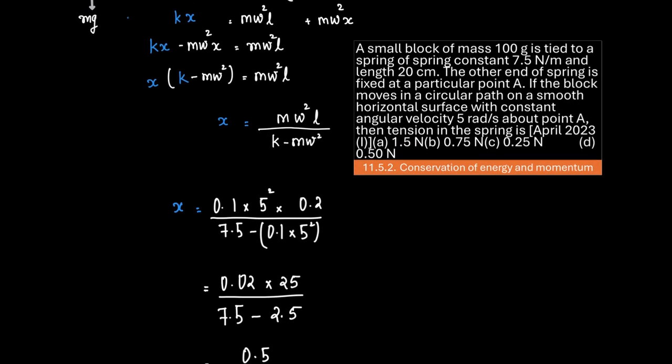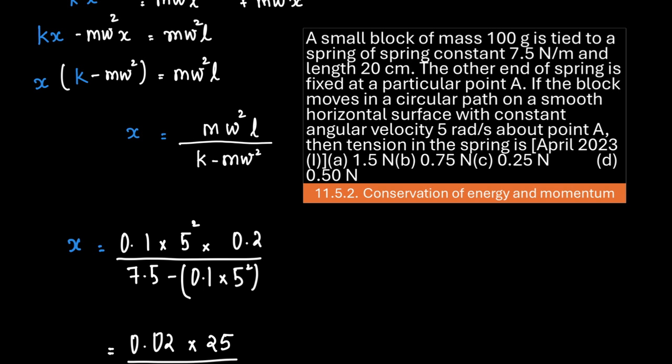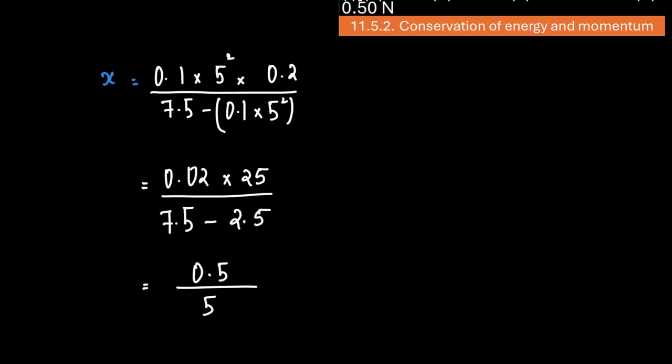Let us now substitute the values. What do we have here? The value of m is 100 gram, so 0.1 kilogram. Omega is 5 rad per second, so omega square is 5 square. Length of the spring is 20 centimeter, which is 0.2. K is given to us as 7.5 Newton per meter. So we have 0.1 into 0.2, 0.02, into 5 square, which is 25. And then in the denominator we have 7.5 minus 0.1 into 5 square; 5 square is 25, into 0.1 is 2.5. 7.5 minus 2.5 is 5, and 0.5 by 5.